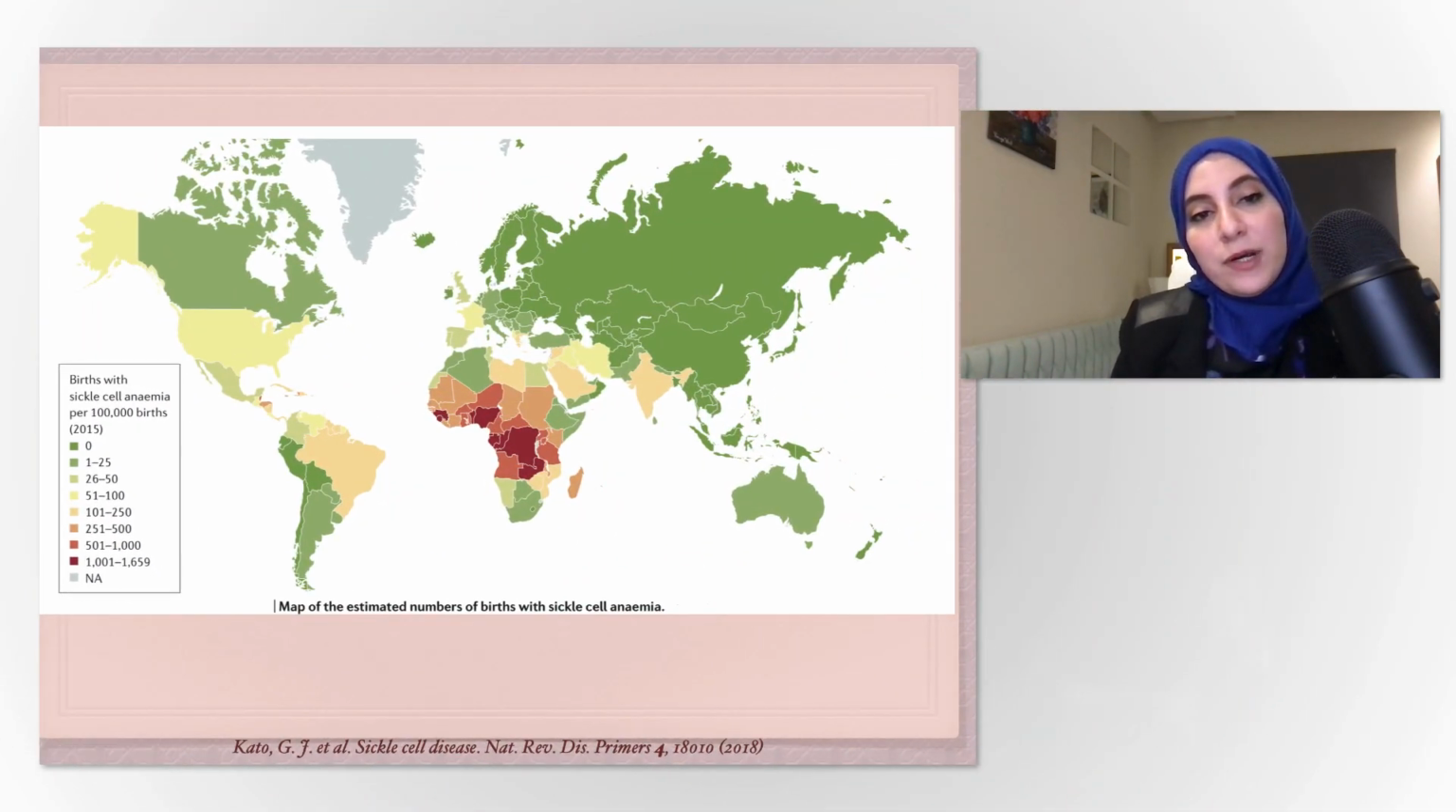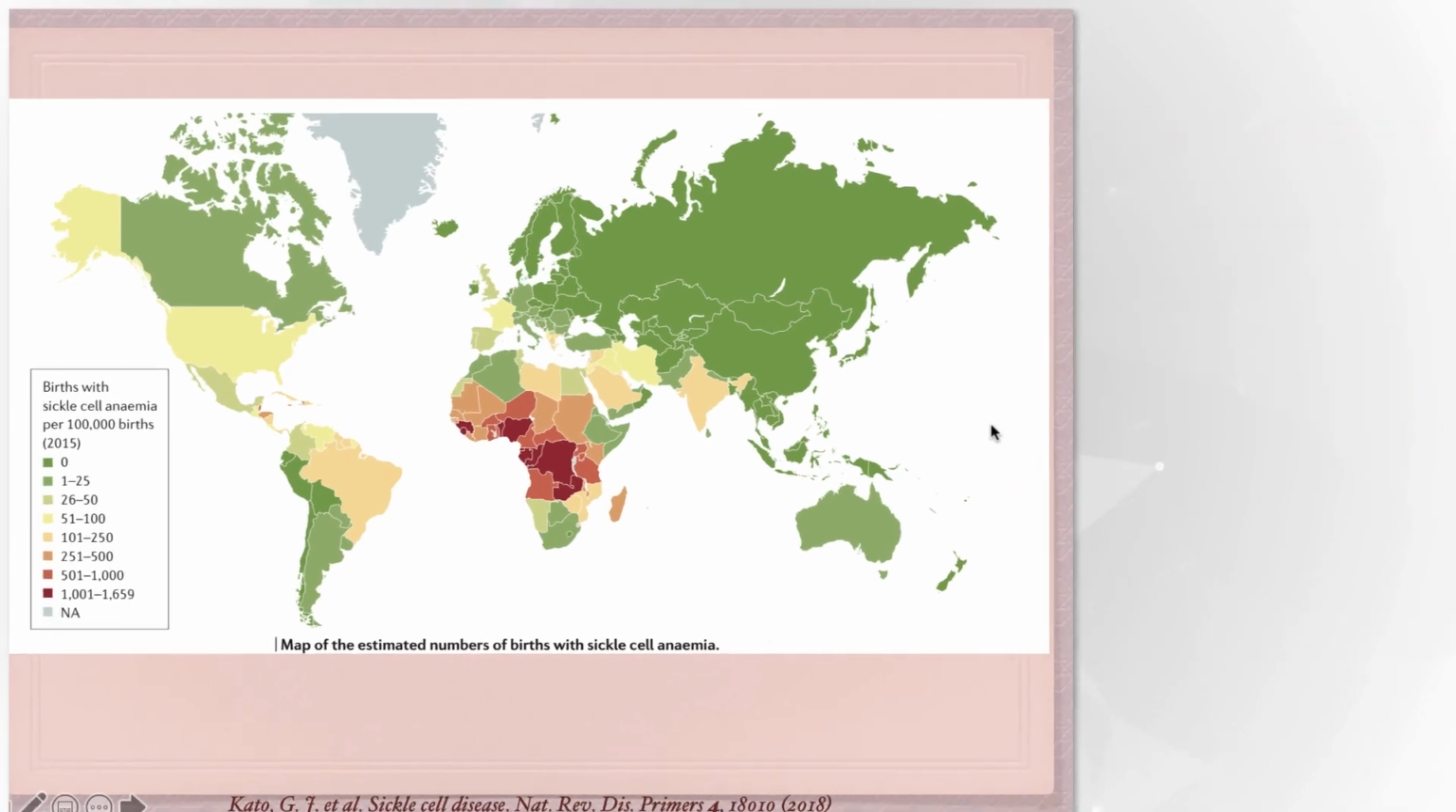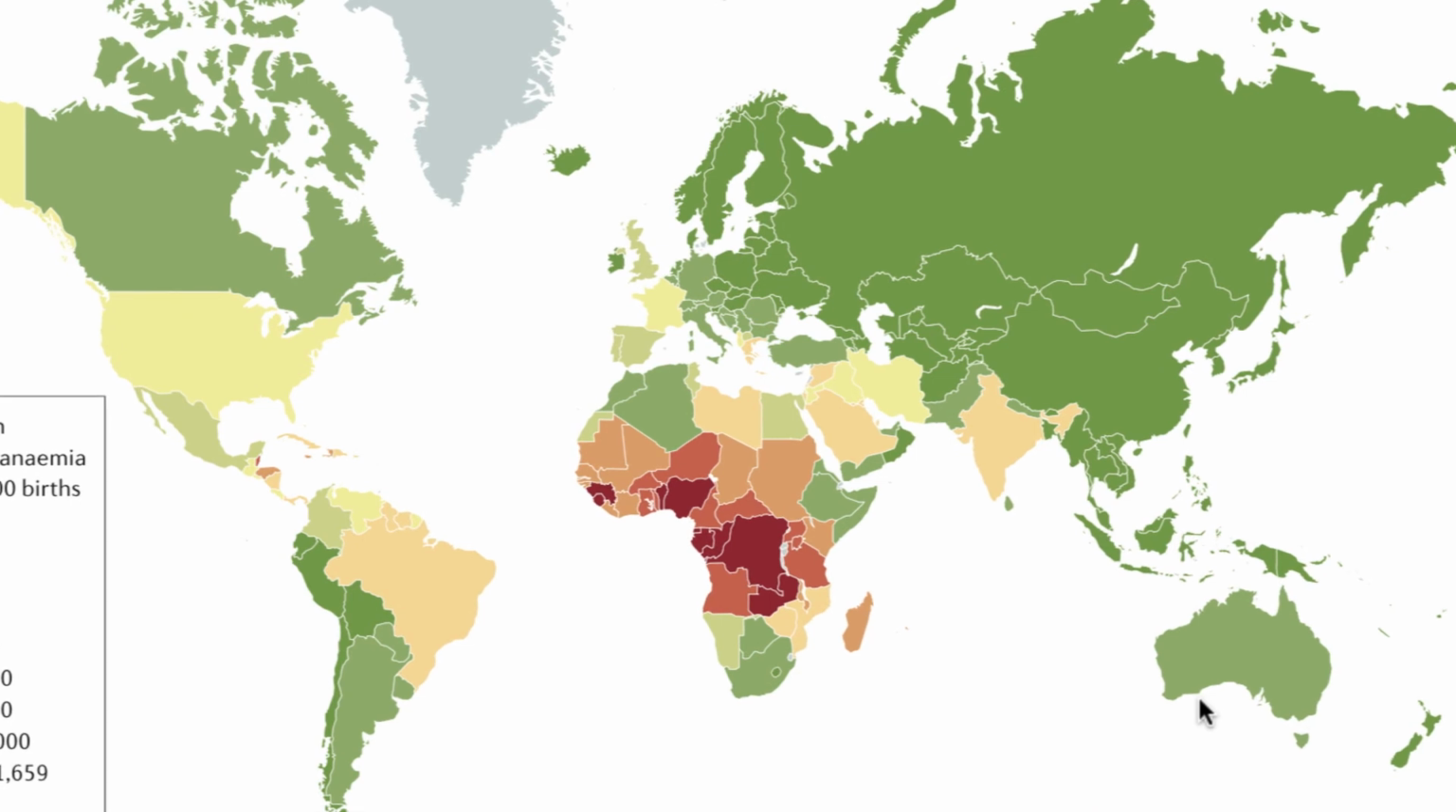In this worldwide map, you will see where the sickle cell anemia cases are clustered. In Africa, India, Middle East, South America, with different numbers.